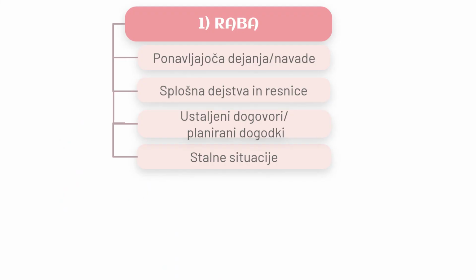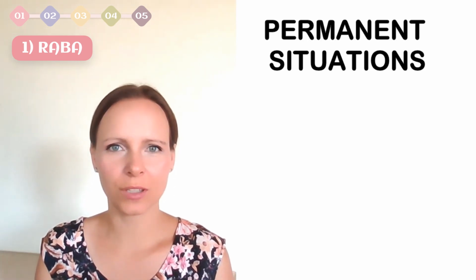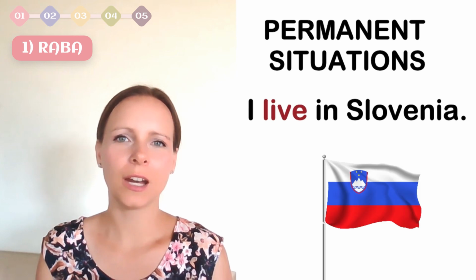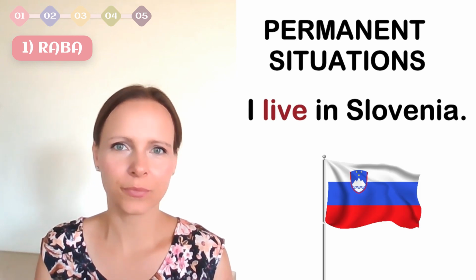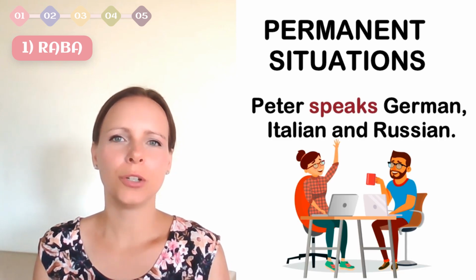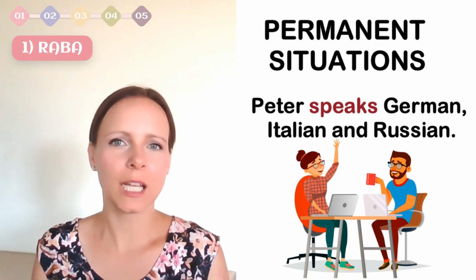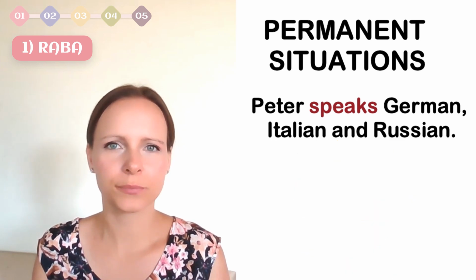Stalne situacije. In English, permanent situations. For example, I live in Slovenia. Peter speaks German, Italian, and Russian.